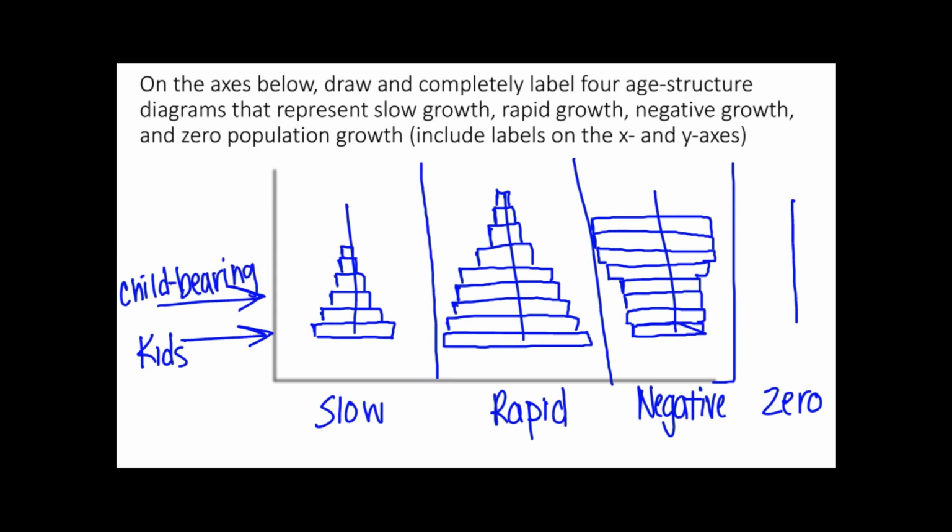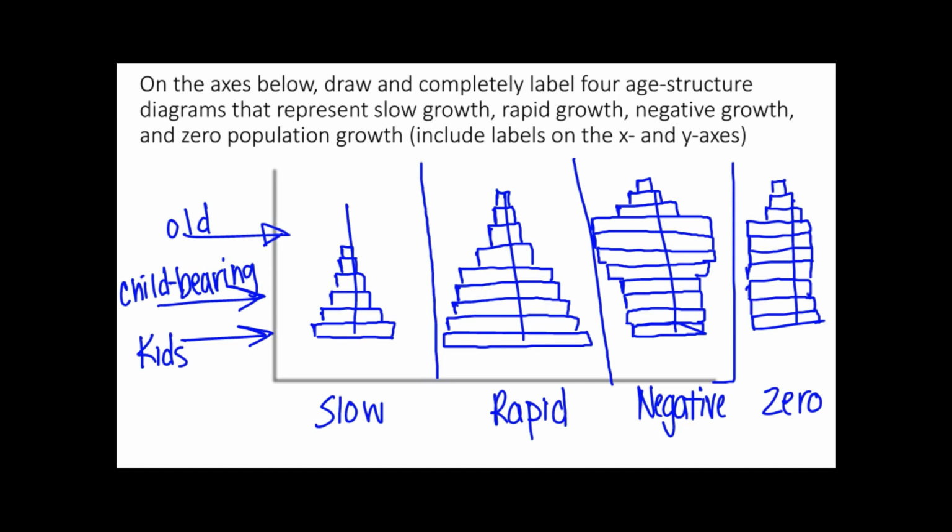And at the very top, you have old people. And I guess you could have middle age in between, but basically these three. And then with zero population growth, it's going to kind of be the same all the way up and down. Usually this line would be in the middle, I just didn't have a lot of space. And then when you get to the top, it's going to get skinny, because eventually old people die. So it might look something like that.